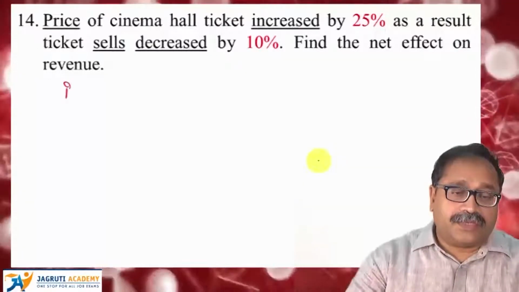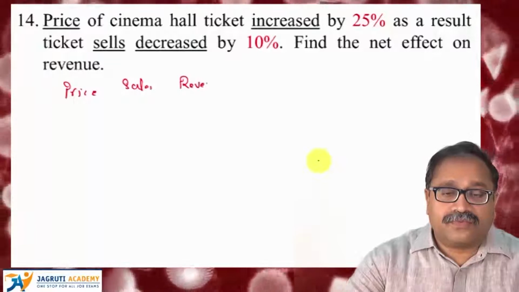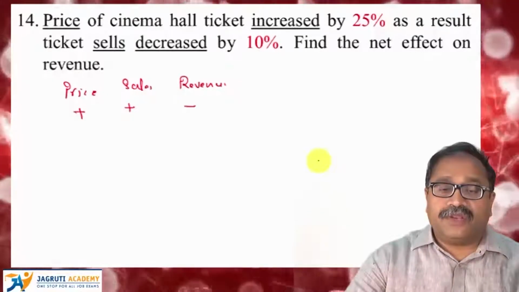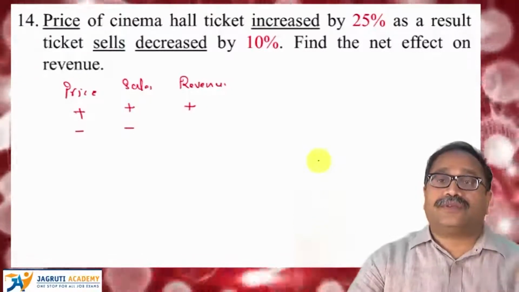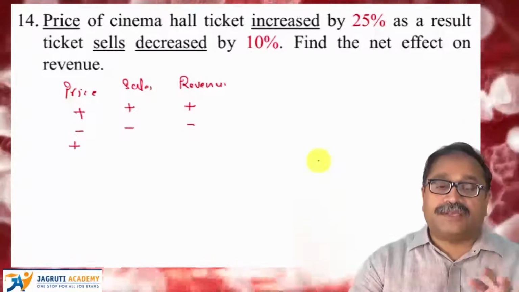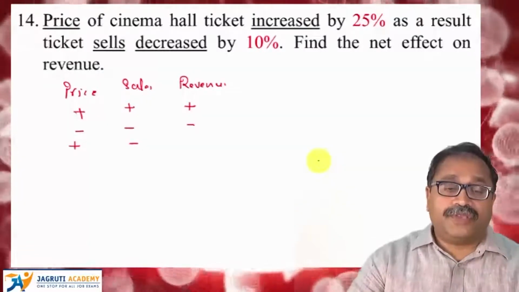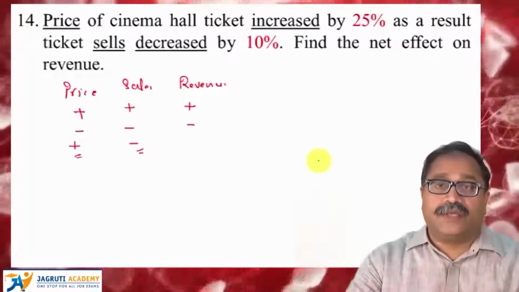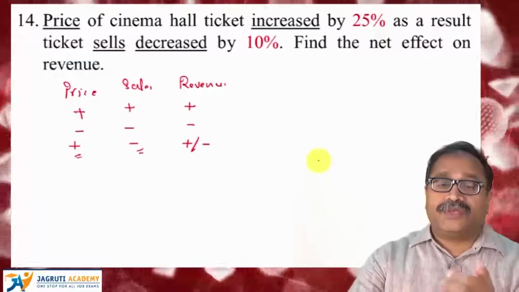So here it's price and sales and revenue. Now if the price is increased and suppose the sales is also increased, then obviously revenue will increase. Let's take another case. If the price is decreased and the sales also decreased, then revenue will also decrease. Now if the price of a cinema hall ticket has increased and as a result the sales of tickets has decreased, then it depends on how much price you have increased per ticket and how much sales has decreased. That decides whether your revenue has increased or decreased. So this is a question like this.